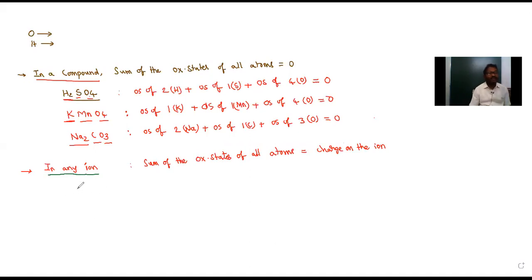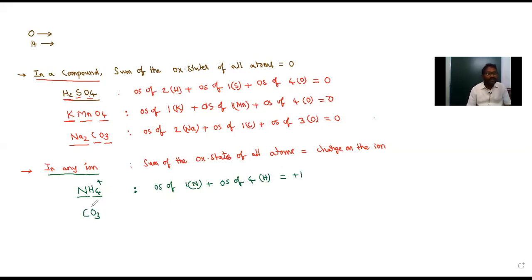Let us take an example. NH4 plus. NH4 plus ion. This is called ammonium ion. How many nitrogen atoms? 1 nitrogen atom. Oxidation state of 1 nitrogen atom. How many hydrogen atoms? 4. Oxidation state of 4 hydrogen atoms is equal to how much the charge carried? Plus 1.